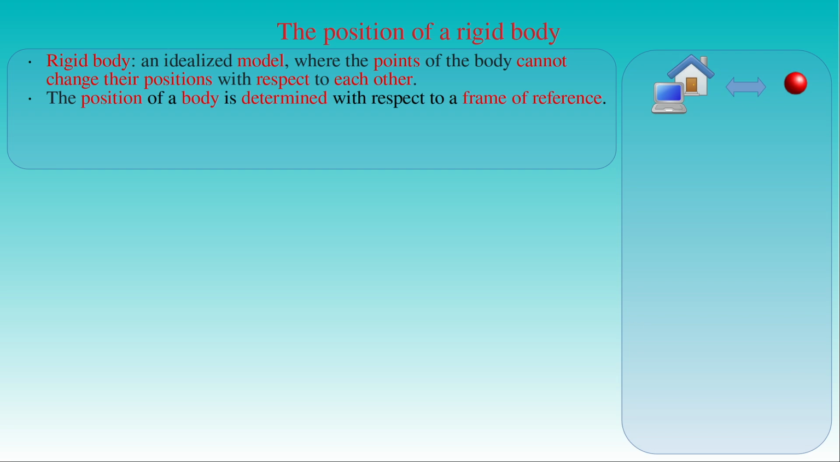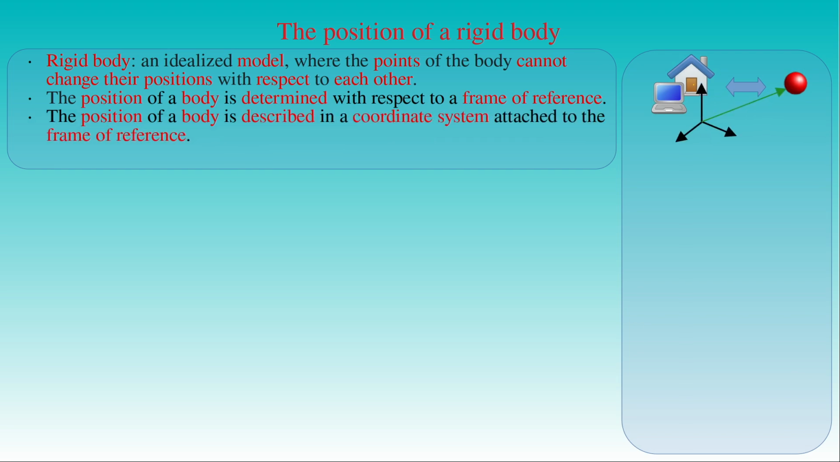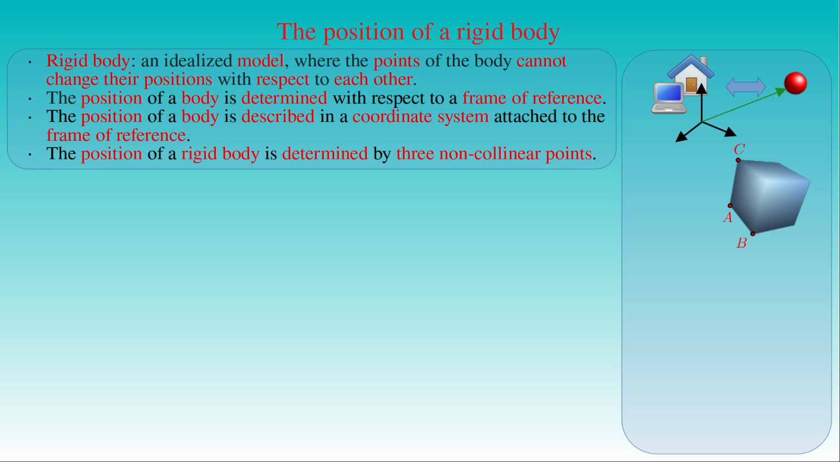we perform experiments with the body, and we describe its position in a coordinate system attached to the frame of reference. The position of a rigid body is completely determined in the three-dimensional space by specifying the positions of three arbitrary points A, B, and C of the body provided they are not collinear, that is, these points are not lying on the same straight line.